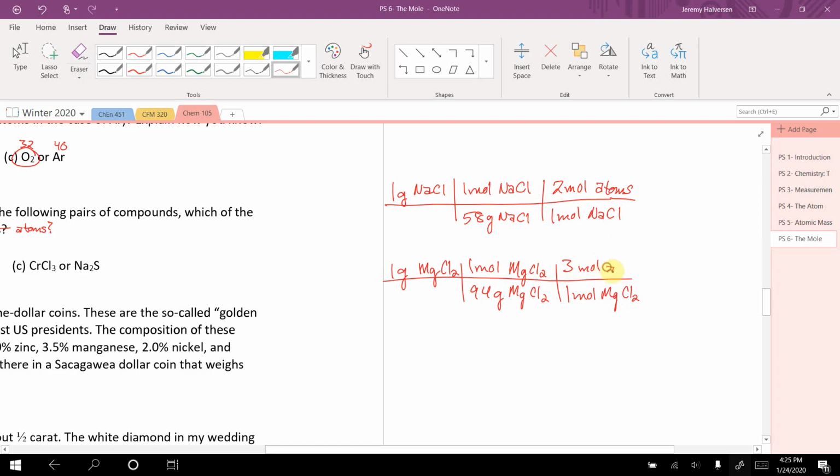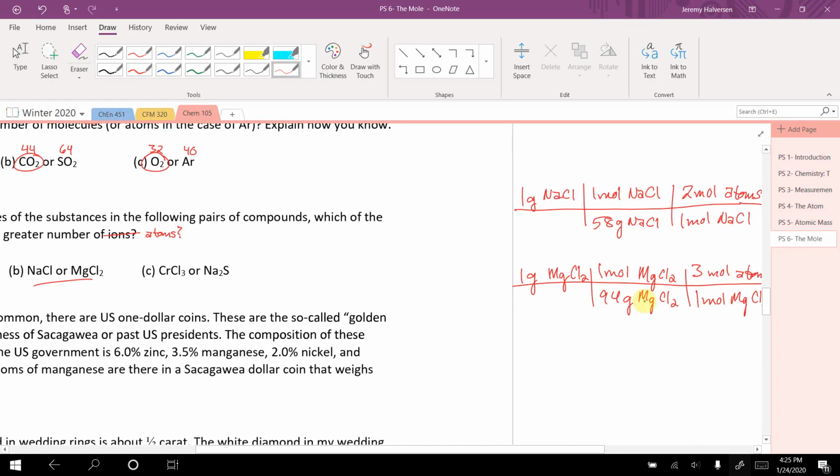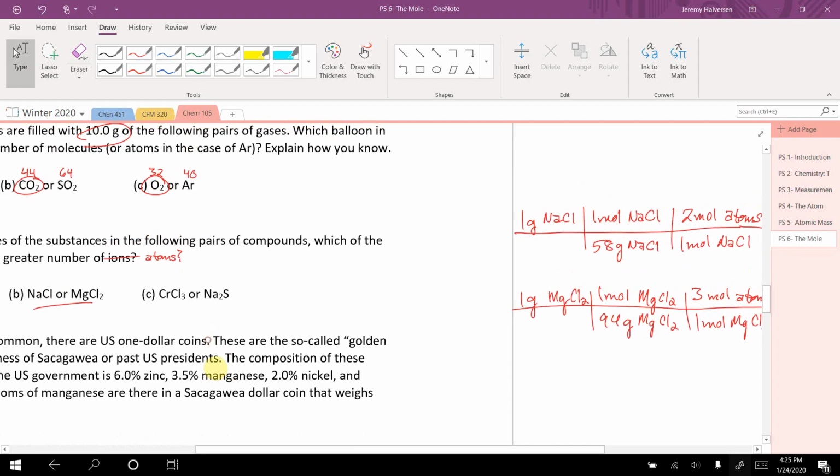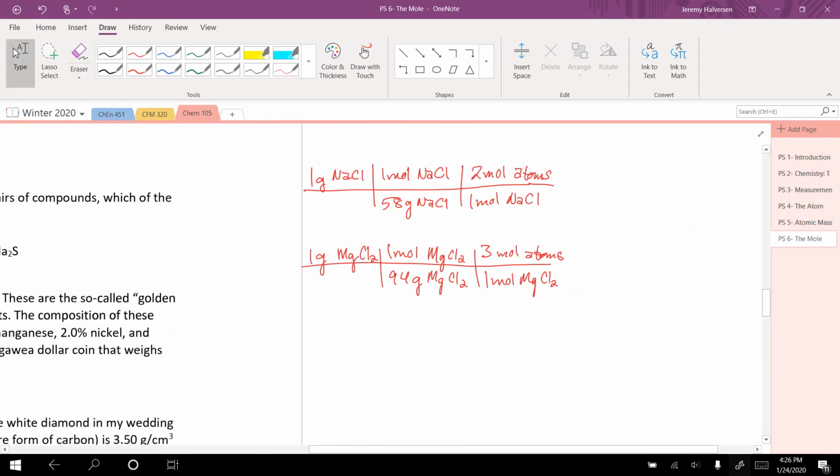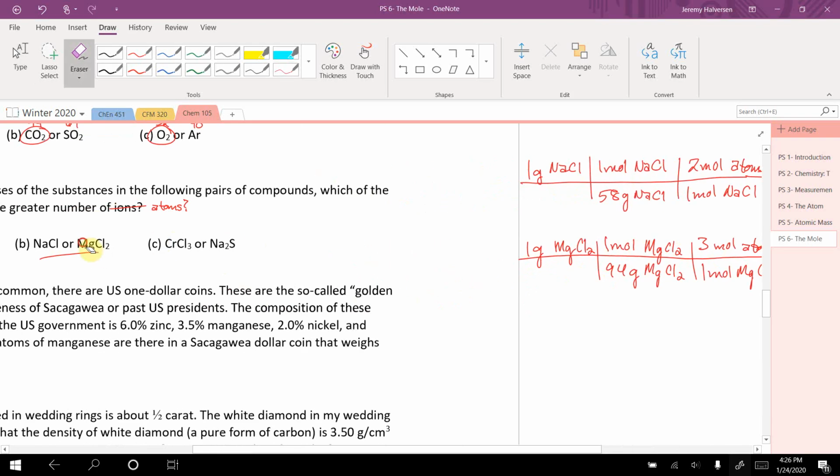So this problem becomes different because in the previous problem you only had to worry about the masses. But now, because it's asking about atoms and not molecules, we have to break it down one more step and think about how many atoms are in each molecule of these. So when I do this math, I get 0.0345 atoms in 1 gram. I picked 1 gram. You could pick any mass you want because all we're doing is seeing which one has more. This one has 0.0319 atoms, which means NaCl has more atoms. So that would be the answer here.